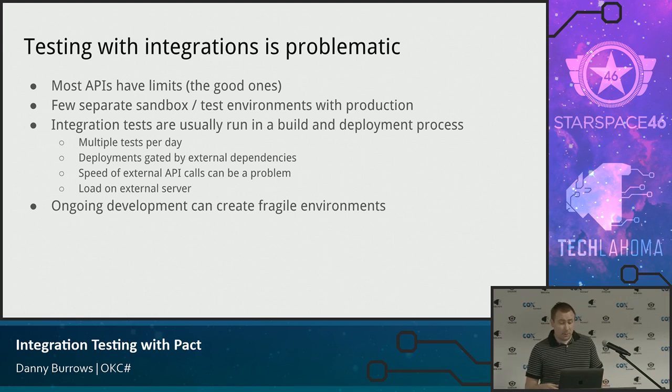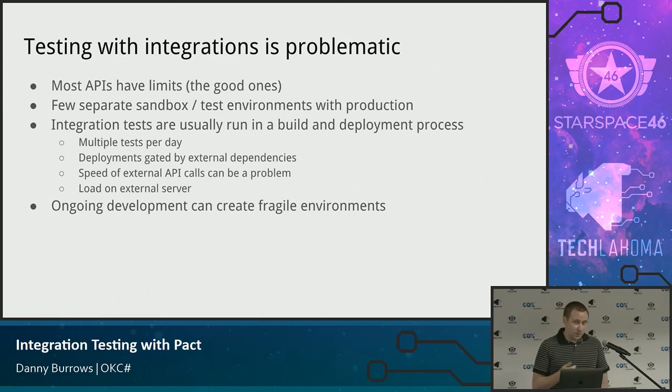Speed of external API calls can be a huge problem. Load on external servers. Any of these issues are things that I've run into on a fairly regular basis when integrating with other partners. And one of my favorite ones is that ongoing development can create fragile environments.